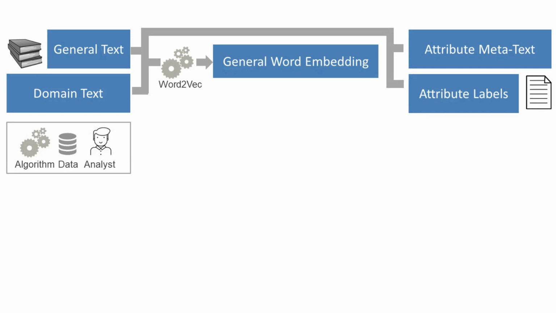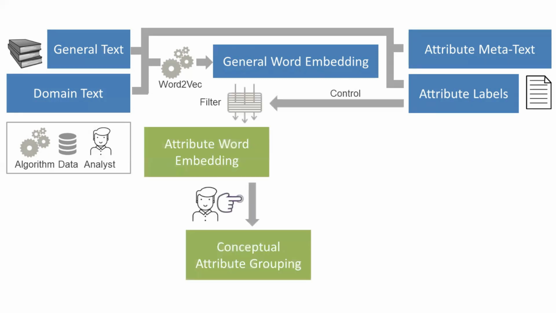And you take all this together and create a word embedding, a general word embedding, which is a high-dimensional space of words now. We use Word2Vec for this, but there are other techniques you can use. So now you have this general high-dimensional embedding of all of these terms, attributes, and general text. And then what you do is filter this general word embedding by the attribute labels. Because we don't really want to visualize all of the words, we just want to visualize the words that go with the attributes.